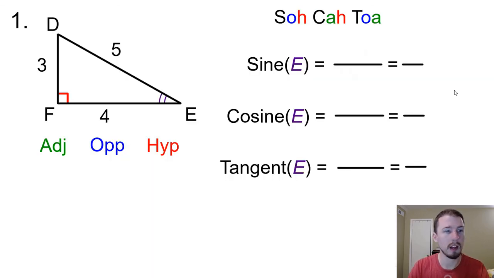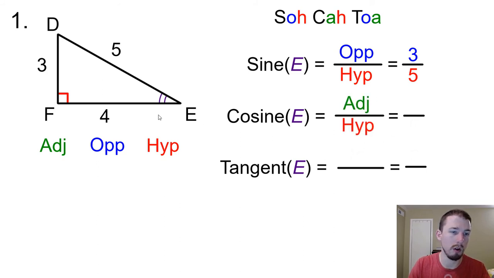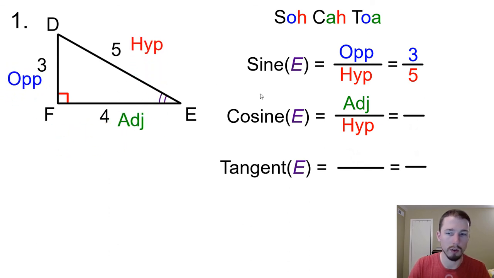All right, so starting assignment number 1, on this one we want to finish setting up the trig ratios for the sine of E. E is going to be our angle, angle E, which is this right here, and the sine stands for the opposite over the hypotenuse, which is 3 over 5 in this case. Then cosine stands for the adjacent over the hypotenuse. The adjacent side of E is going to be 4. The hypotenuse is 5. So that would be 4 over 5.